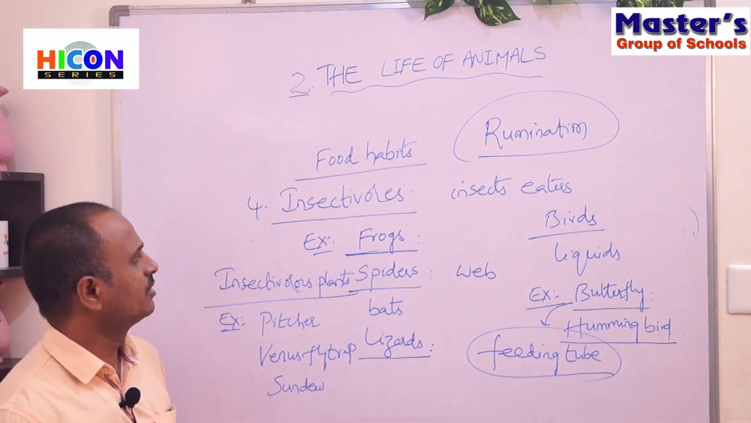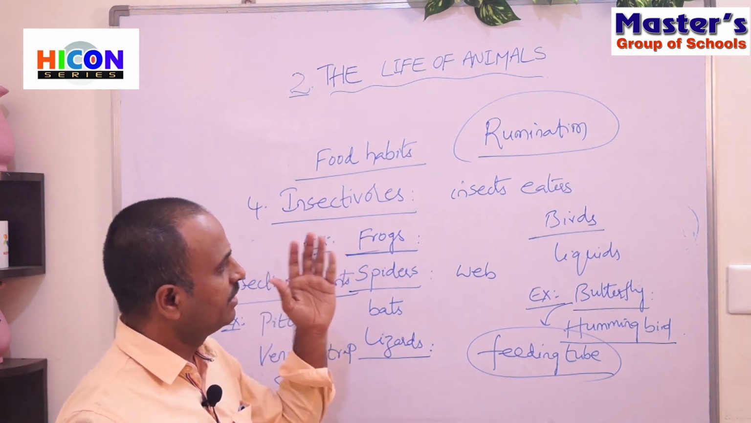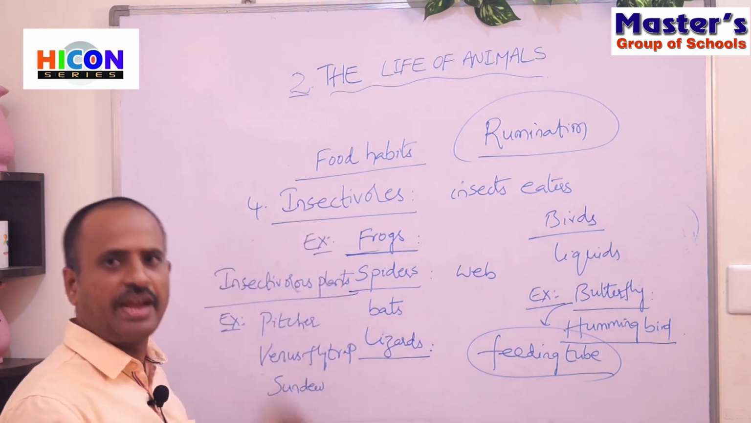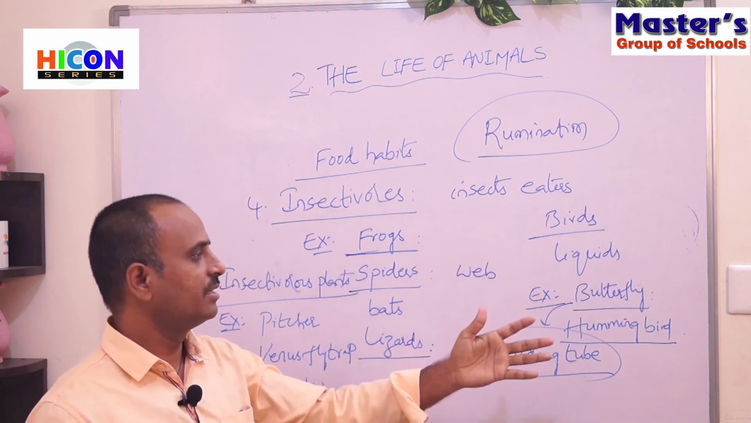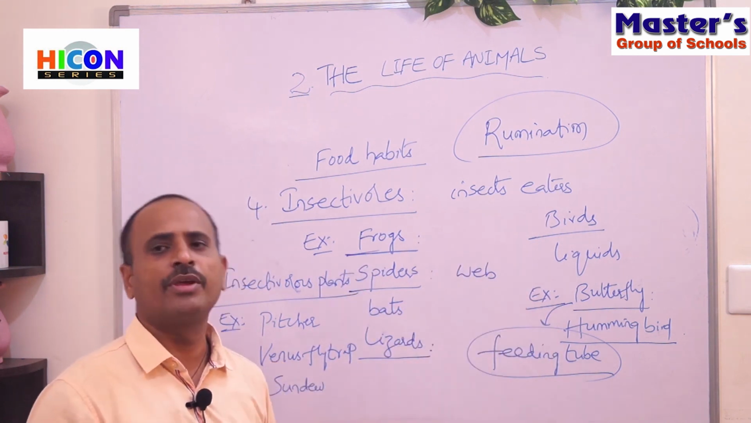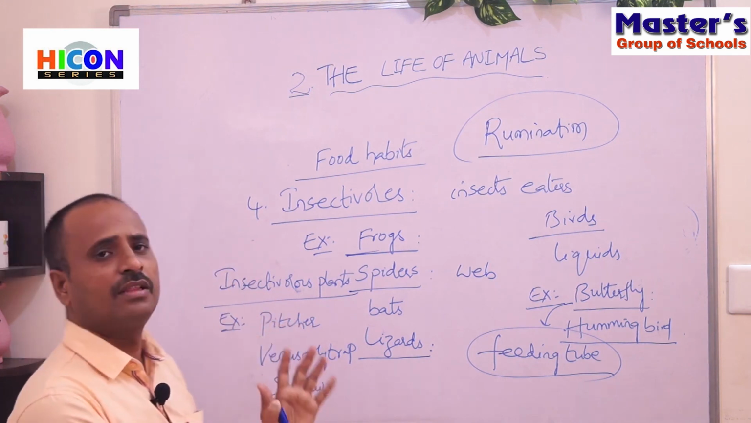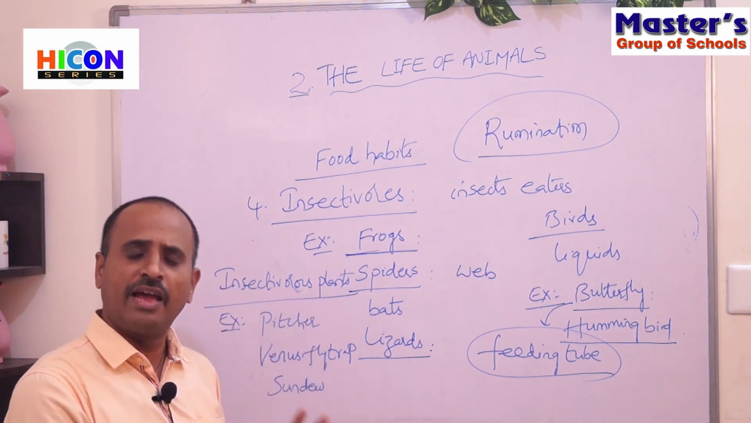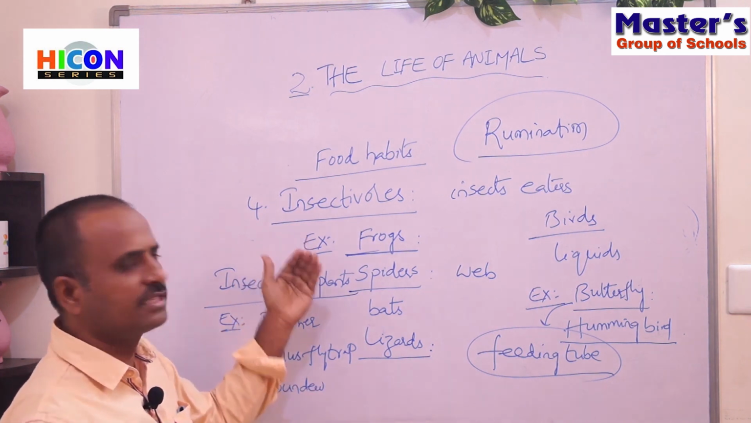So children, these are about insectivorous animals, insectivorous plants, and some animals which eat only liquids, for example butterfly and hummingbird. So these are the four types of animals, that is carnivores, herbivores, omnivores, and the fourth one is insectivores.